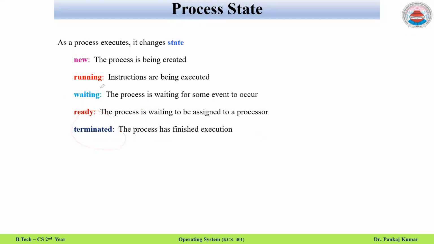So there are five states for a process: new state, running state, waiting state, ready state, and terminated state. Or you can say this is the life cycle of a process. It entered into existence, it waits for an event, it is ready to execute, and so on. So this is the process state.